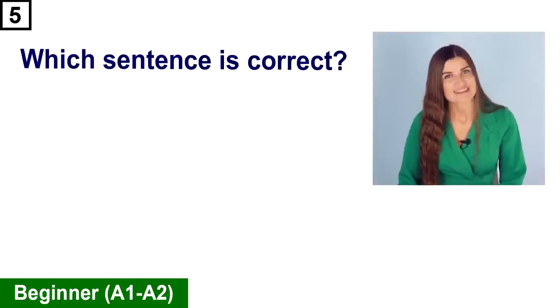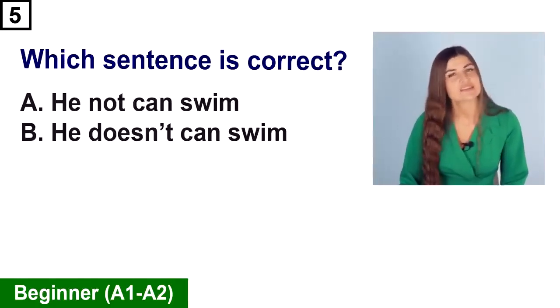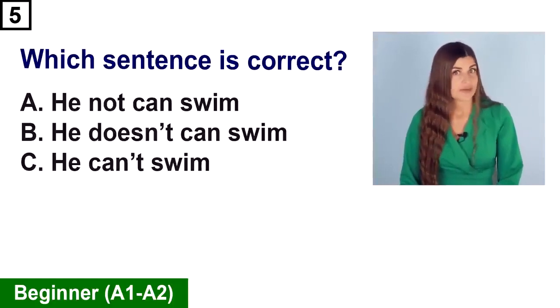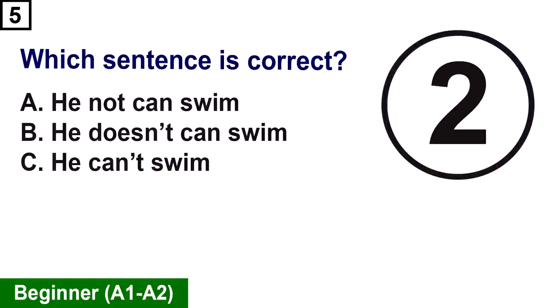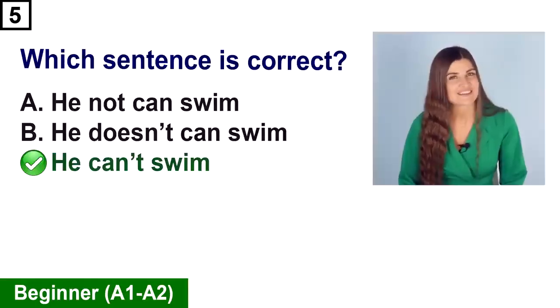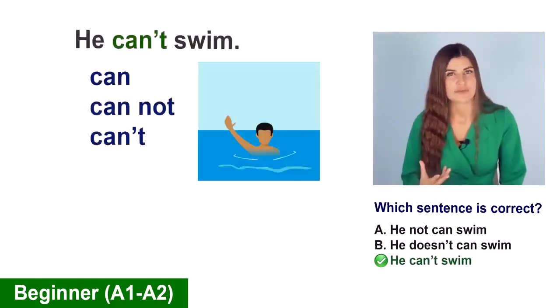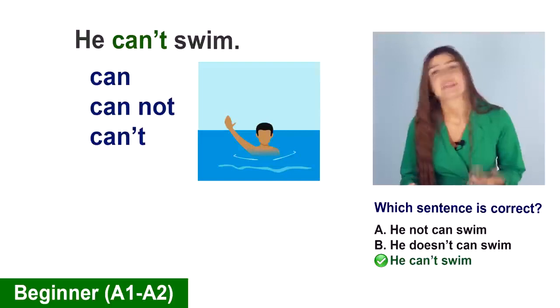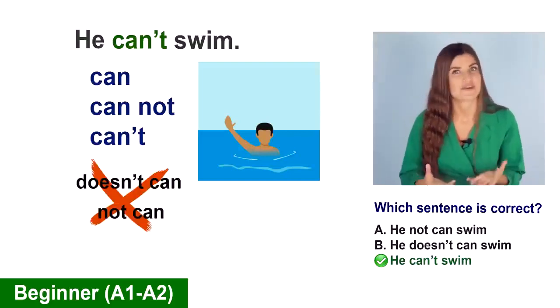Which one is correct? He not can swim. He doesn't can swim. He can't swim. The correct answer is he can't swim. But why? The verb can is a modal verb. We don't need to use an auxiliary verb here, and we never use not before the verb.